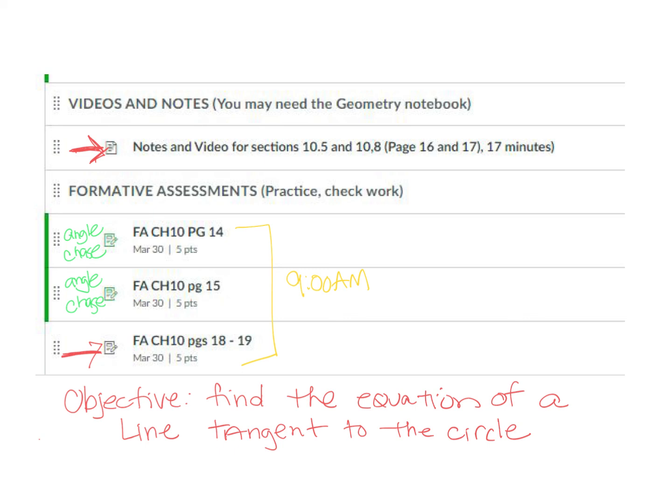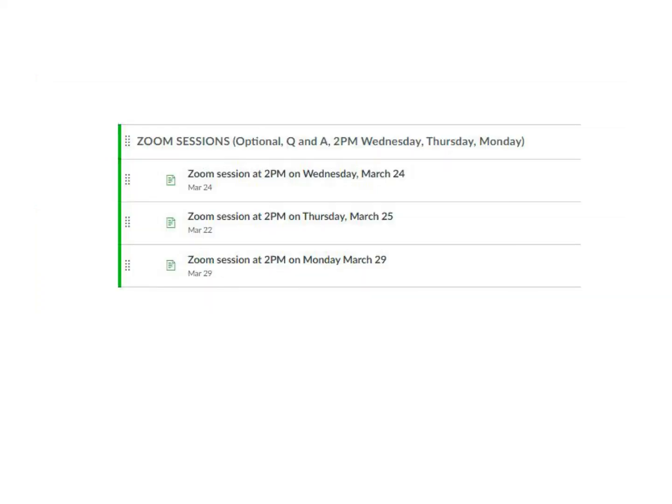Okay. Like always, we have Zoom sessions. So today is Tuesday the 23rd. We have our Zoom sessions at 2 p.m. on Wednesday the 24th, on Thursday the 25th, and then on Monday the 29th. And do keep in mind that on Tuesday the 30th at 9 a.m. is when all of our formative assessments are due.